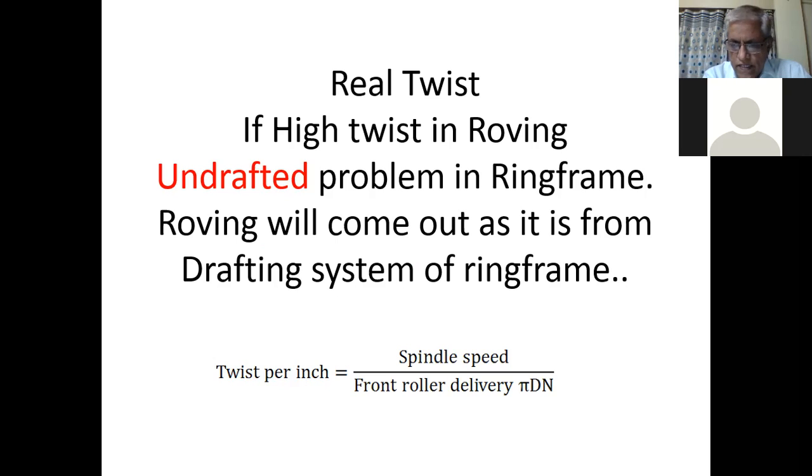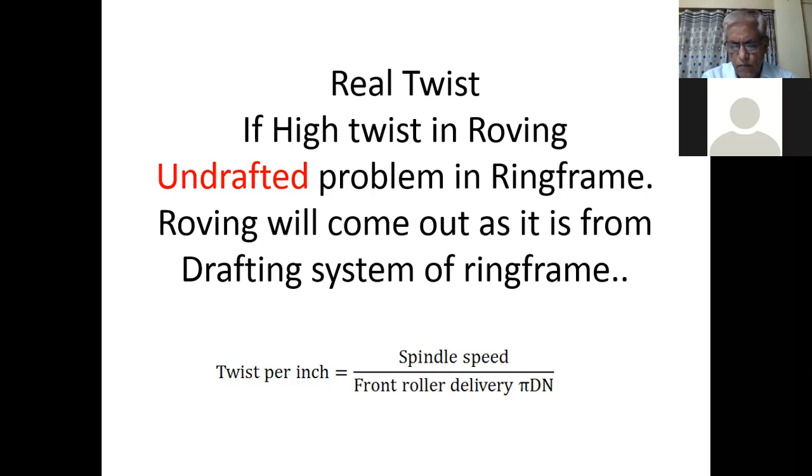So some twist is necessary so that the material can be transported to the next machine, the ring frame. And a very definite and calculated amount of twist, or you can say minimum twist, is required so that the roving has sufficient strength. The formula of twist per inch is spindle speed divided by front roll delivery.